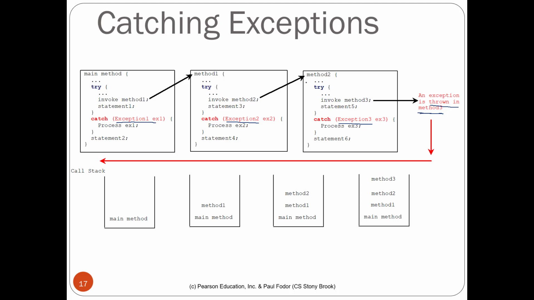If not, then that will be passed back to method 1, and ultimately if method 1 can also not handle that, then that exception would come back to main method. So that's what we are trying to explain in this figure, and I believe the demo that I will be doing will help you a lot in understanding this concept.